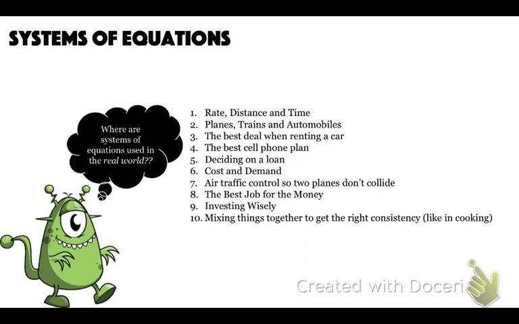You can find the best deal when renting a car, or the best cell phone plan, or when deciding on a loan. I just bought a house and I could have set up some systems to decide which loan was the best for me to take. Cost and demand, there's air traffic control so that two planes don't collide, which would be super bad. The best job for the money: if you had two job opportunities and in one you were working less hours but making more per hour, and in the other you're working more hours and making a little bit less, you could figure out which one you're going to make the most money at.